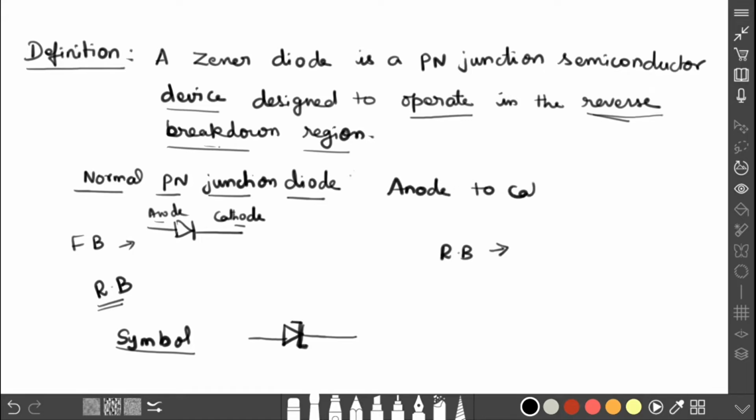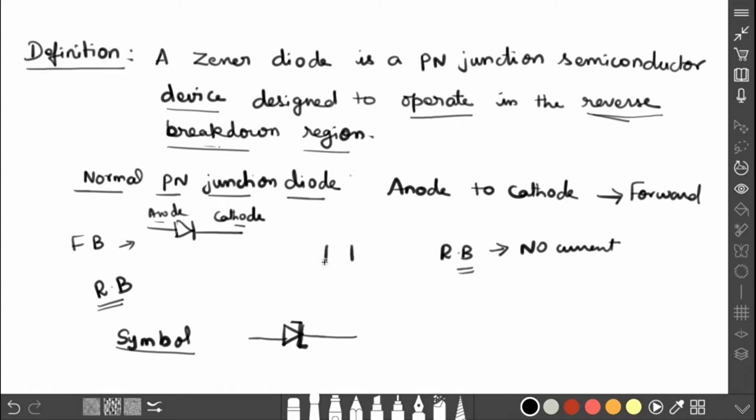That happens when it is forward biased. But during the reverse biasing, no current will flow through it, due to the increase in the width of the depletion region.